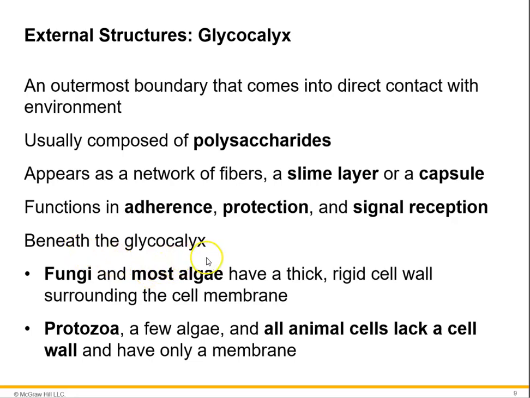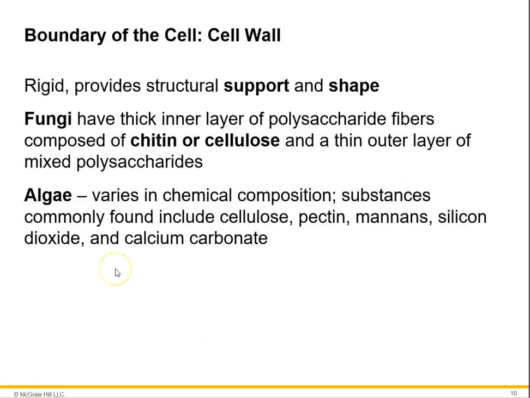What is beneath the glycocalyx? Well, fungi and most algae are going to have a thick, rigid cell wall that protects them. Protozoa, a few algae, and every animal cell are going to lack a cell wall. So these have only a cell membrane surrounding them. Which brings us to our next structure, which is the cell wall. In eukaryotes, just like in prokaryotes, it's going to be rigid and provide structural support and shape.